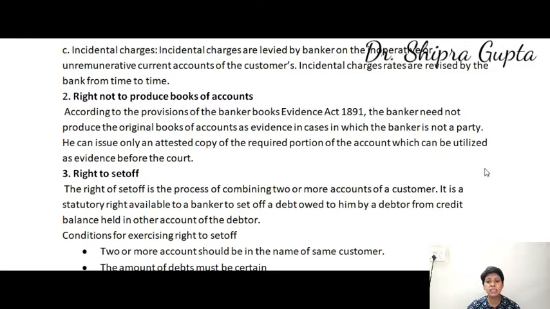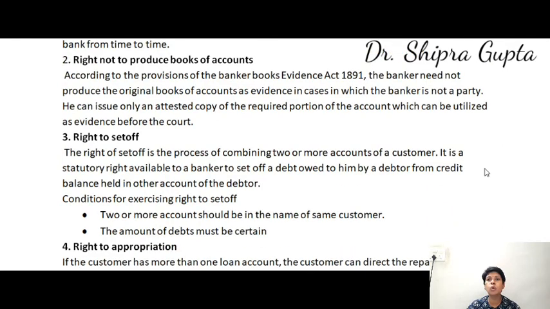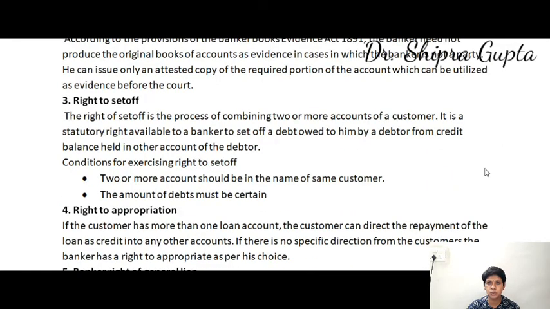The conditions for exercising the right to set off: two or more accounts should be in the name of the same customer. If a customer has two or more accounts, then it's a right of the bank to combine these accounts. The amount of debts must be certain. The amount will be fixed, so that in that condition the bank has the right to set off.